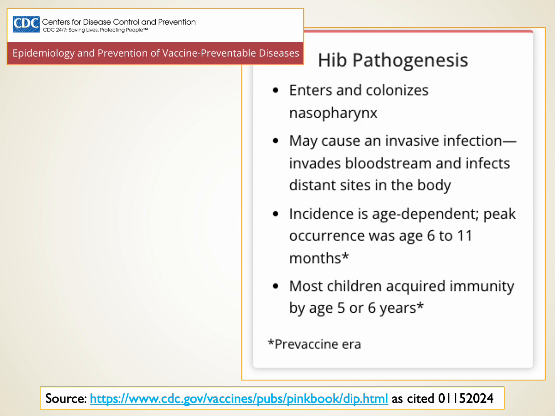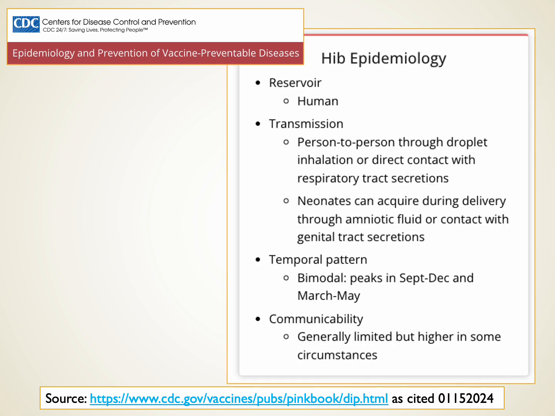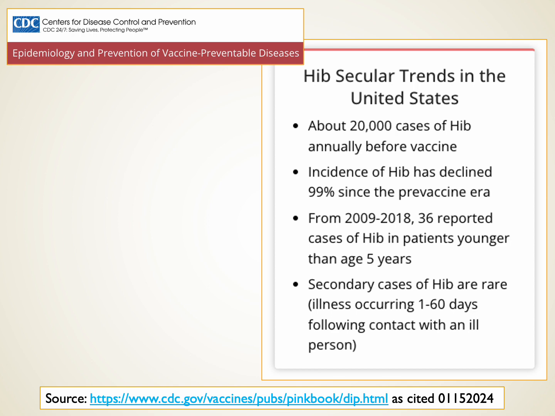The pathogenesis: it enters and colonizes in the nasopharynx, but can lead to varying degrees of disease. The clinical features are often risks for meningitis, bacteremia, epiglottitis, pneumonia, arthritis, and cellulitis. It's a human reservoir with person-to-person transmission via droplet. And we still see cases of it, but not nearly what we saw in the pre-vaccine era.